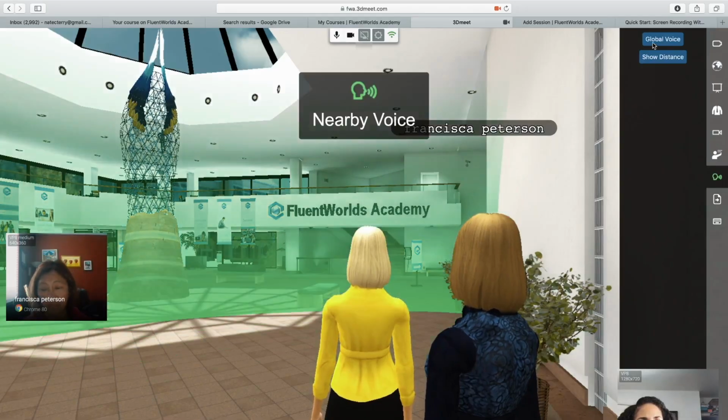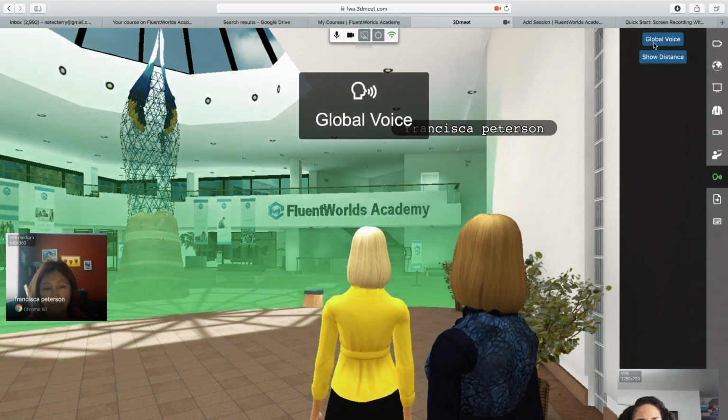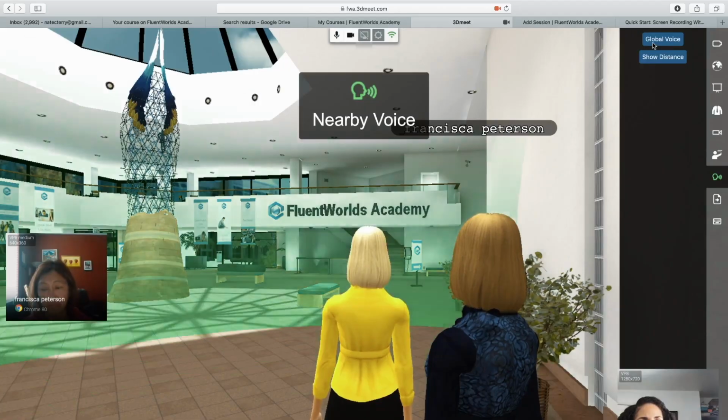Another cool feature that we have is Nearby Voice. Nearby Voice allows my students to walk away from me, and the farther they go, the less I hear them. Their voice trails off. When I have a large group of students, I can work one-on-one while another group is practicing and we don't have to be interrupted by our voices.